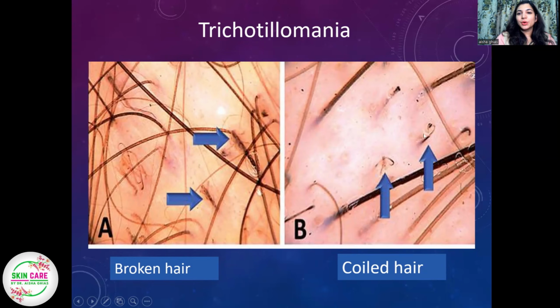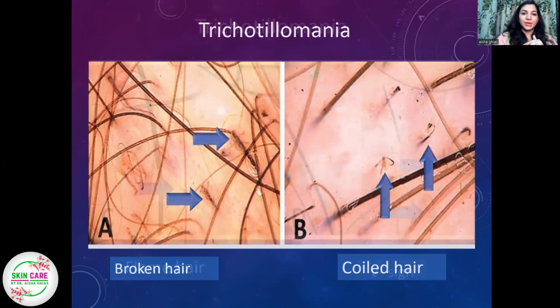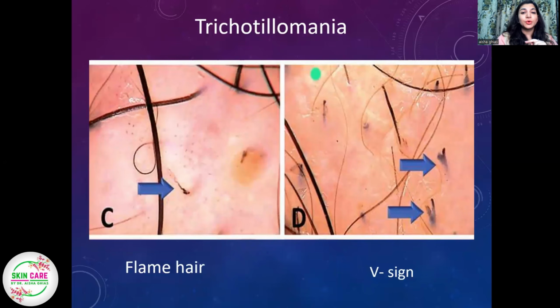Okay. So coiled hair: in the process of pulling, the hair shaft becomes thinner and thinner and thinner till finally it ruptures. And then the proximal leftover part coils around itself. It's a coiled hair. So the coiled hair is a diagnostic feature of trichotillomania. There are a few more features of trichotillomania. For example, the flame hair.